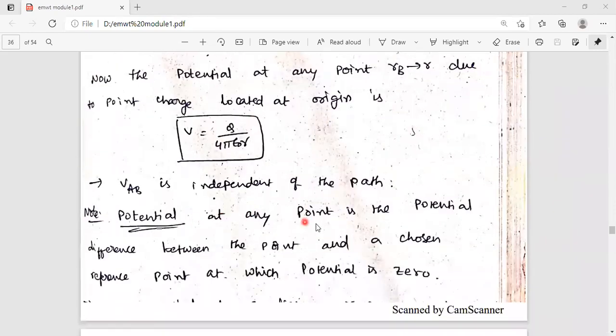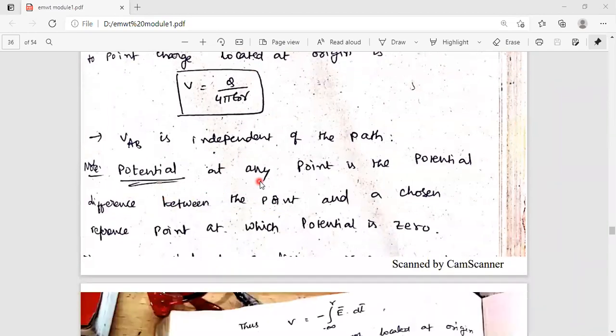Now he is giving the general definition of this potential. What is potential? Potential at any point is the potential difference between the point and a chosen reference point at which potential is zero. So suppose B, you think of the potential at B. What is the potential at B? The potential difference between the point, VB, and a chosen reference point at which potential is zero. What do we assume this as? We assume this as VA. So the potential difference between the point B and the reference point A is VB minus VA.